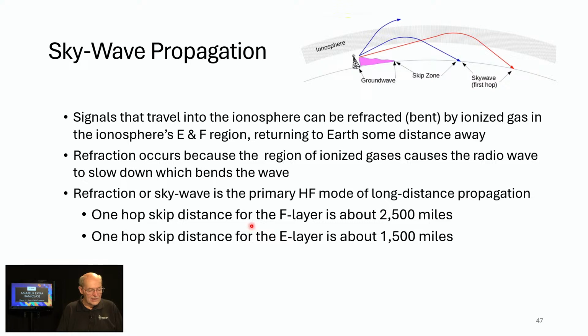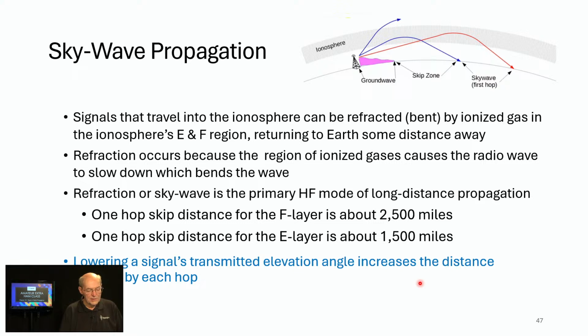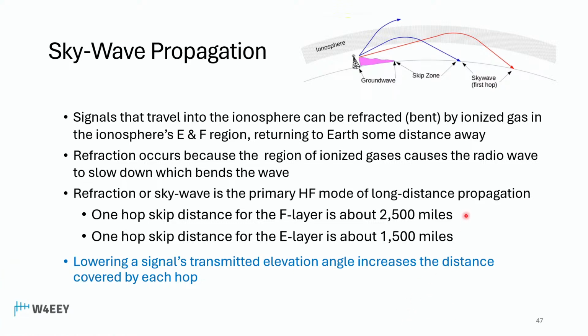So of the layers or regions we've talked about, the F layer can hop about 2,500 miles. It's approximately from South Carolina to California. One hop, the skip distance for the E layer, so the next layer down, is about 1,500 miles. Just background and context. These used to be pool questions, but it's still good context.